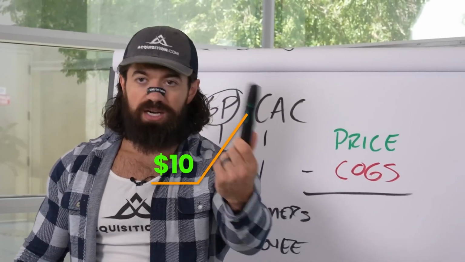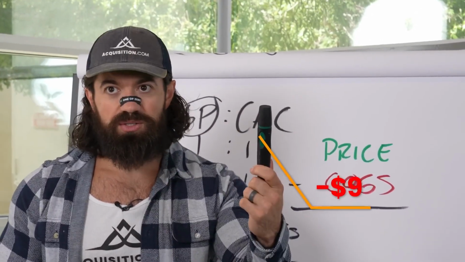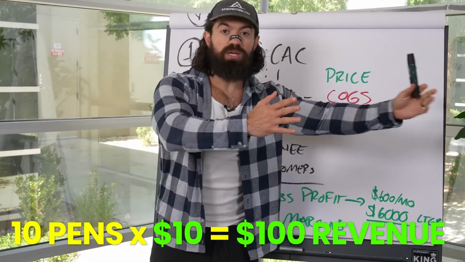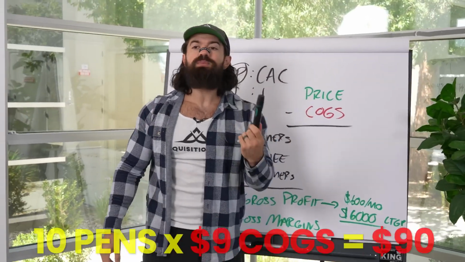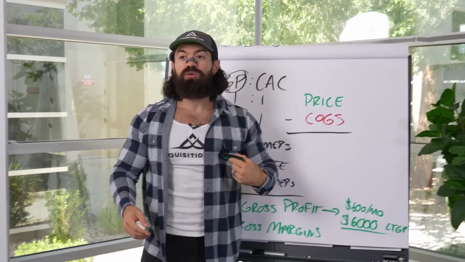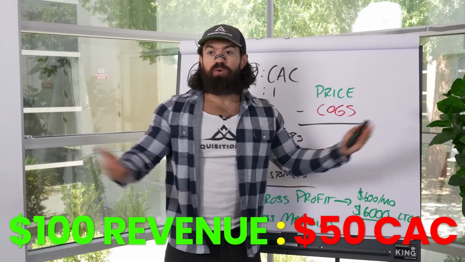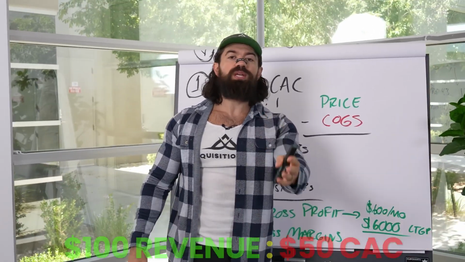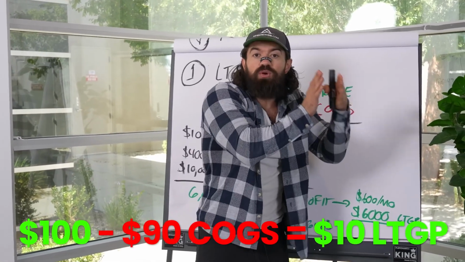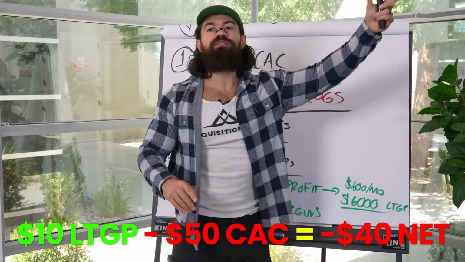Let's say I sell this pen for $10, but it costs me $9, and the average person buys 10 pens. So it's $100 in revenue, but it costs me $90 to sell the 100. But if my team comes to me and says, dude, we're killing it. We're spending $50 to get a $100 sale. We should do this all day. But what's really happening? I'm actually spending $50 to make $10 in gross profit lifetime. Not a good equation. And so you don't want revenue to confuse you.